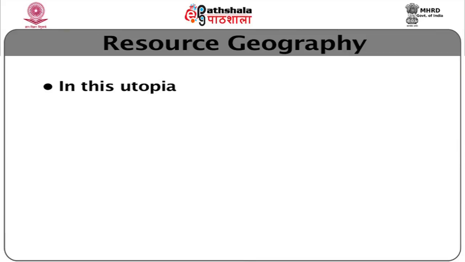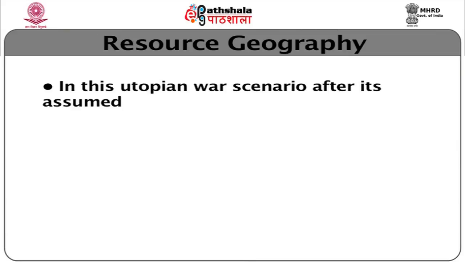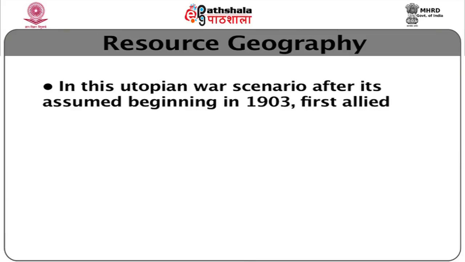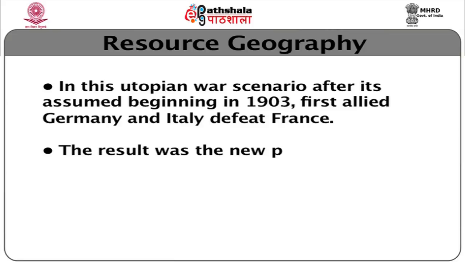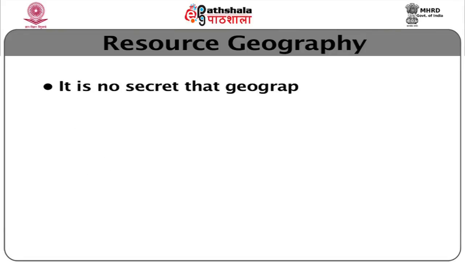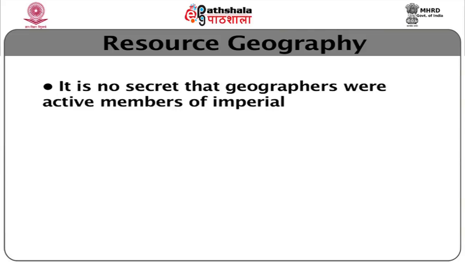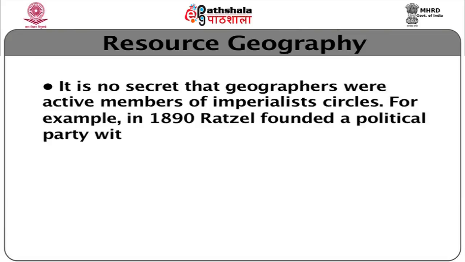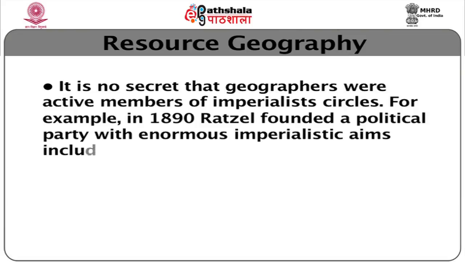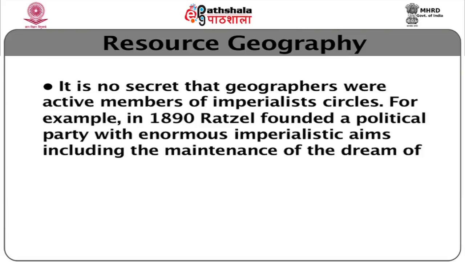In this utopian war scenario, after its assumed beginning in 1903, first allied Germany and Italy defeat France. The result was what? The result was the new political map of Europe. And it is no secret that geographers were active members of imperialist circles. For example, in 1890, Ratzel founded a political party with enormous imperialistic aims, including the maintenance of the dream of a great German empire.